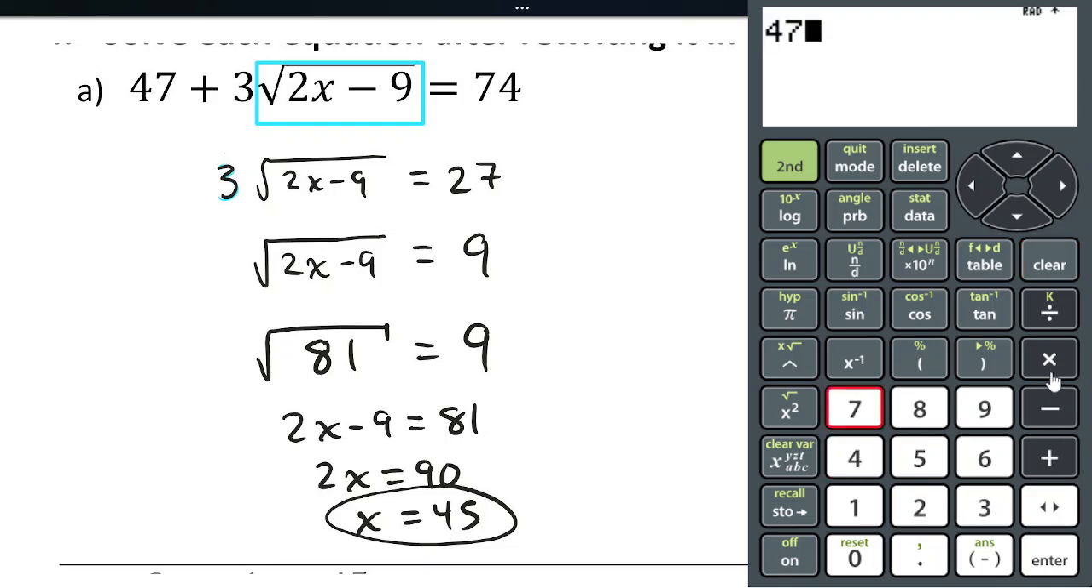I could just take 47 plus 3 times the square root of, I have to hit the second key to get the square root, 2x minus the number 9. And notice when I press enter, I get 74. So when x is 45, both sides of that equation become 74. 45 is the value that's the solution to this equation.